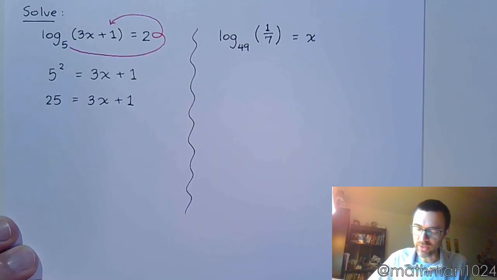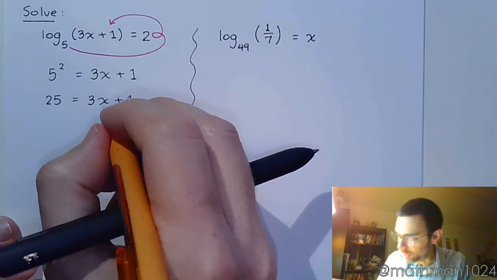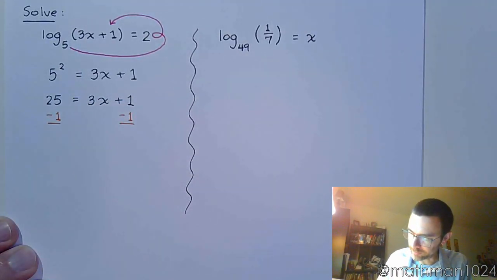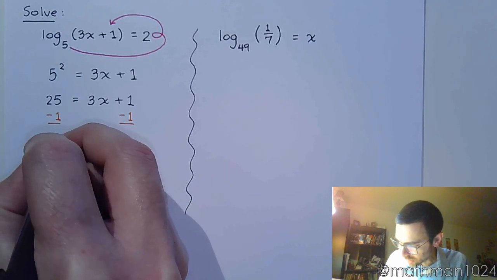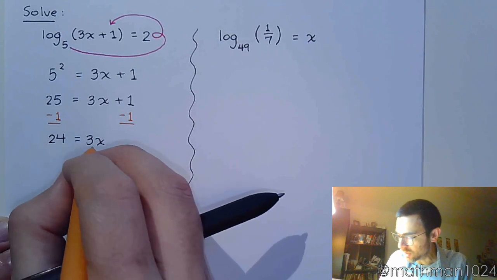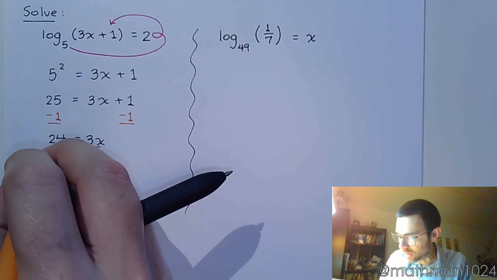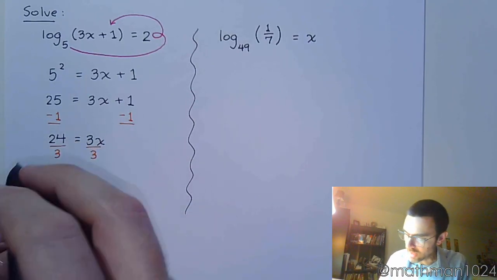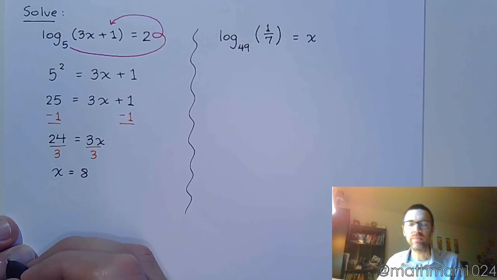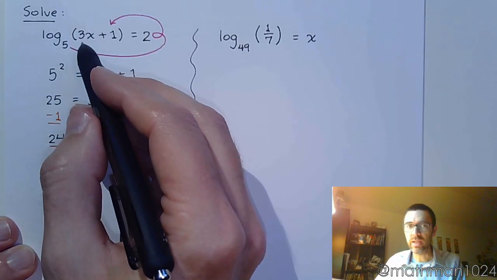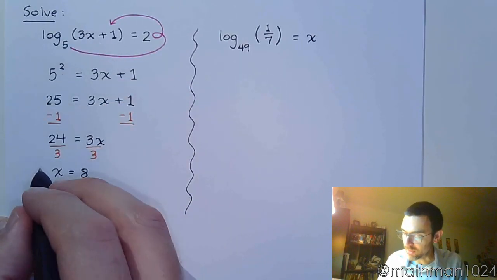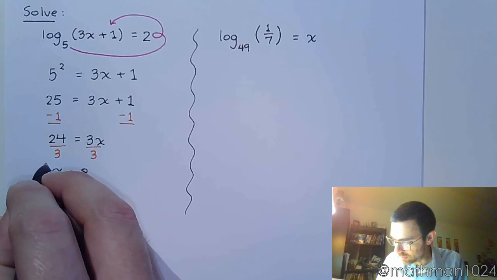And you solve this linear equation just like you've always done. We subtract 1 on both sides. 24 is equal to 3x. Finish by dividing both sides of the equation by 3. And x equals 8. It's pretty simple to plug this back in to check. 3 times 8 plus 1 is 25. And log base 5 of 25 is 2.